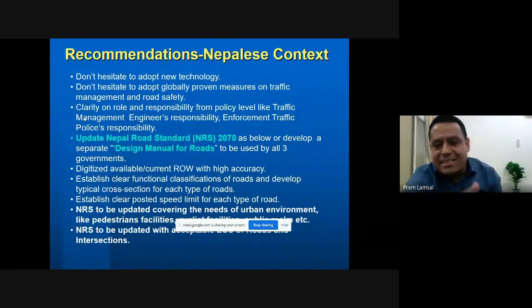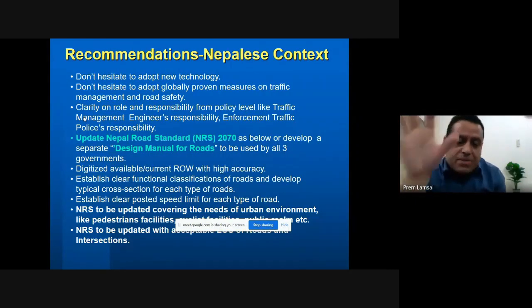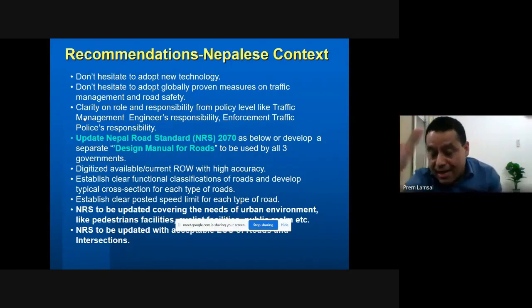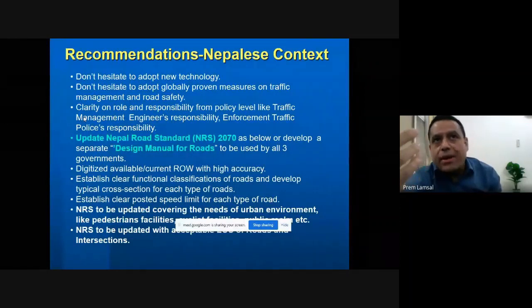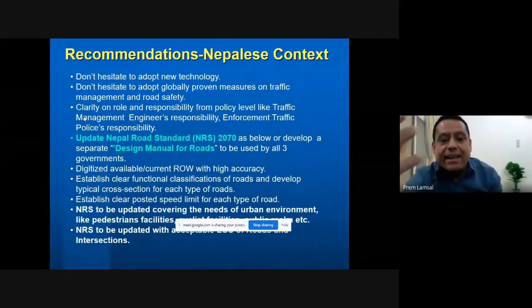So many parameters we discussed during this presentation. Traffic police are not engineers. They should be separate for the enforcement, in my opinion. They should be given only the enforcement part. For enforcement, for example, for high speeding, if somebody is driving at a higher speed than the posted speed, they can catch. If they are going the wrong way, going in the opposite direction on a one-way, they can enforce. But traffic management should be the engineer's responsibility.